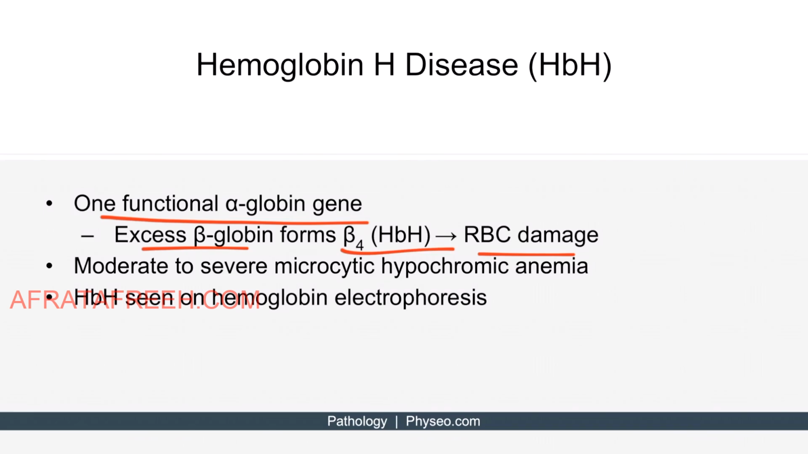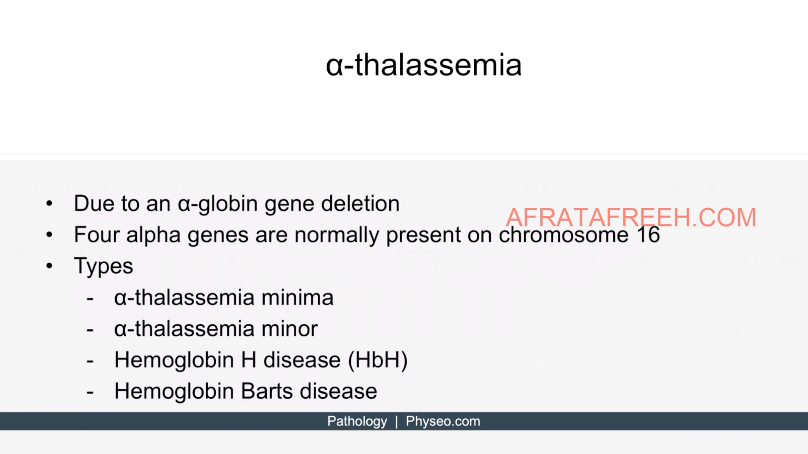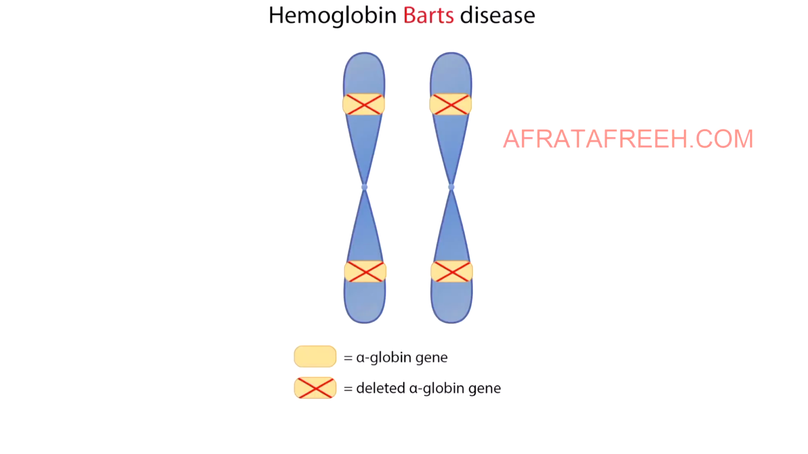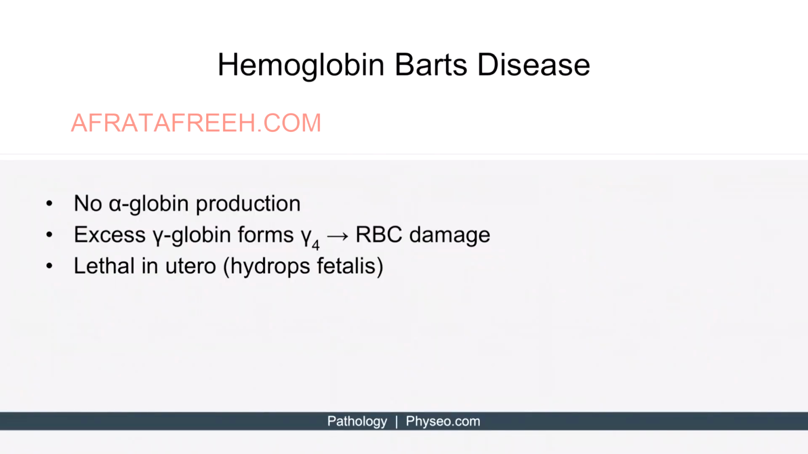This presents as a moderate to severe microcytic hyperchromic anemia, and hemoglobin H will also be seen on hemoglobin electrophoresis. Lastly, let's cover hemoglobin Bart's disease. In hemoglobin Bart's disease, all 4 alpha genes are deleted, and this leaves no functional alpha-globin genes. So in this disease, there is no alpha-globin production.